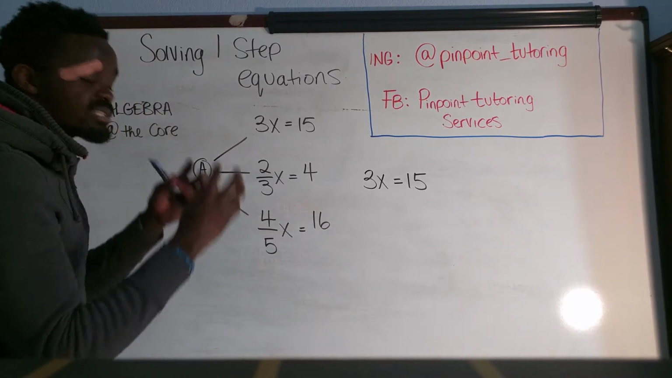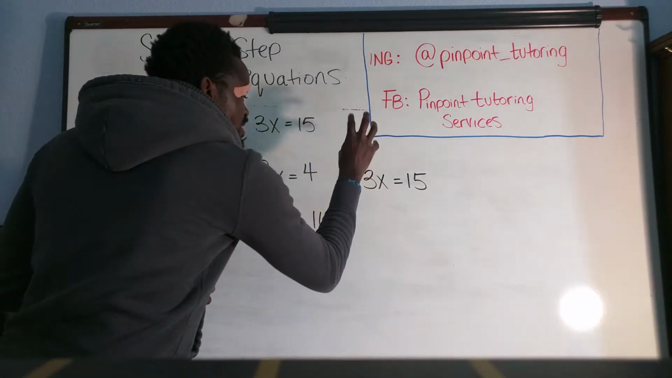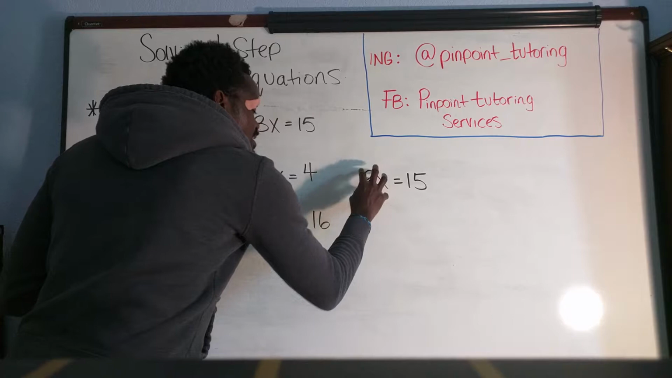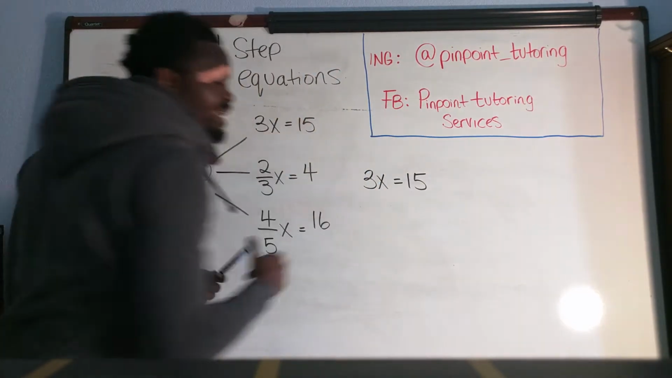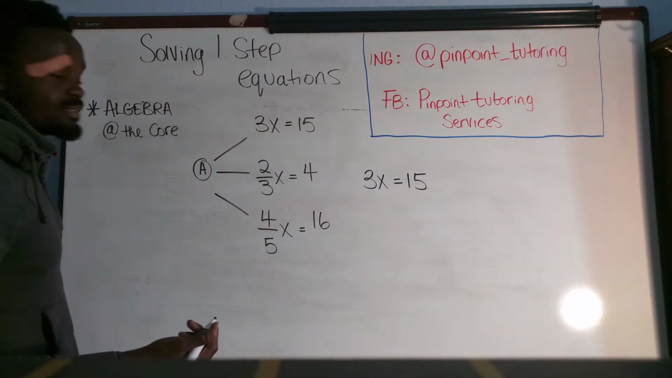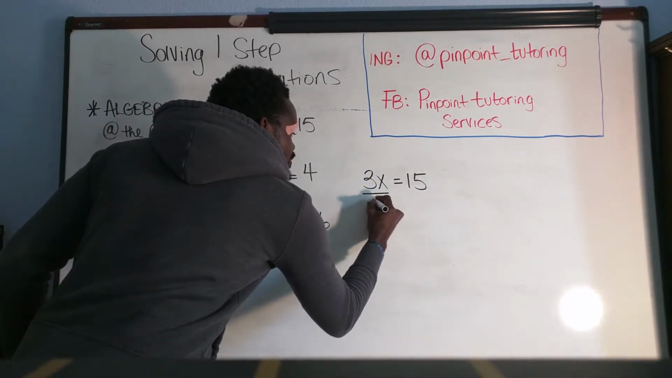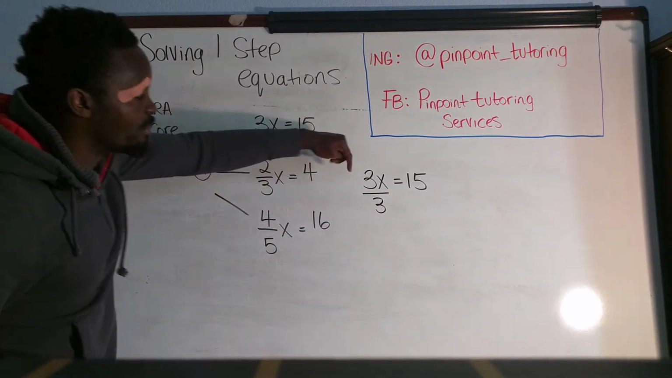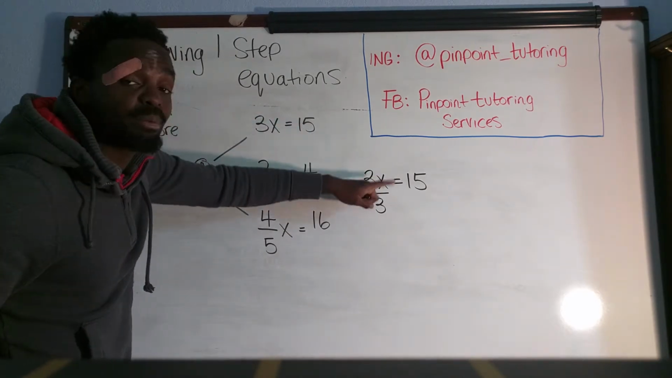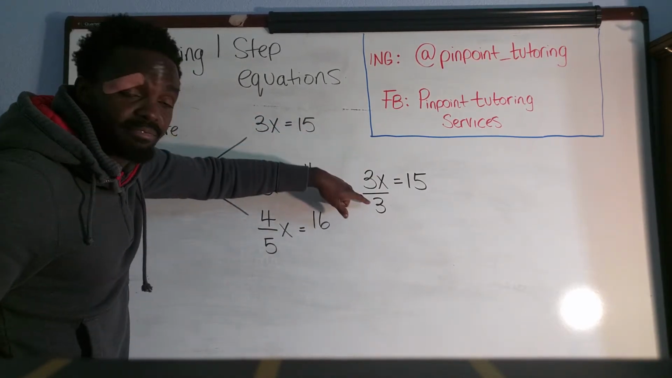But for an equation to be alright, what you need is for something that is happening on the left to also happen on the right. And you'll see why that leads to the correct answer. So since 3 is multiplying x, I'm going to divide both sides by 3. If it were multiplying by a 2, I would divide both sides by 2. If this were a 5, I would divide both sides by 5.